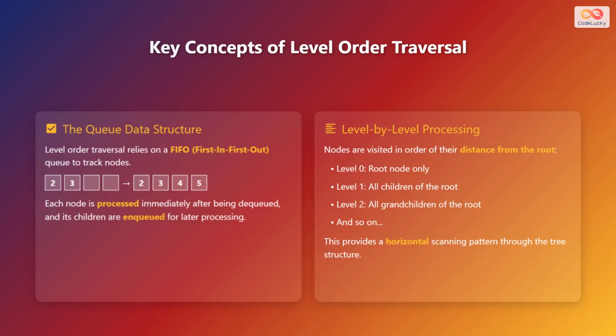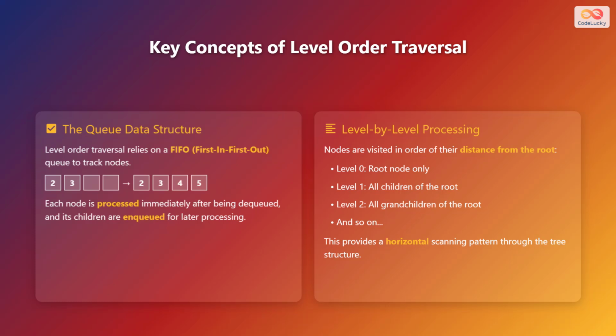Let's discuss the key concepts behind Level Order Traversal. The first key concept is the queue data structure. Level Order Traversal relies on a first-in first-out, or FIFO queue, to track the nodes. Each node is processed immediately after being dequeued, and its children are enqueued for later processing.